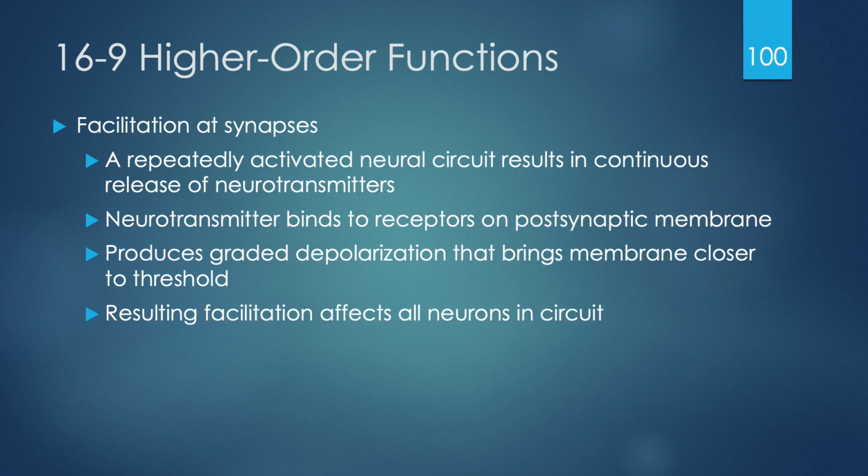So if we have a neural circuit that has repeated activation over and over, that will result in that continuous ongoing release of neurotransmitters over and over. And that neurotransmitter then will bind to receptors on the postsynaptic membrane. So the more that this occurs, it will create a graded depolarization that continues to bring the membrane closer to threshold. This is called facilitation, as we've discussed before, and this resulting facilitation is going to affect all of the neurons that are in this specific circuit.